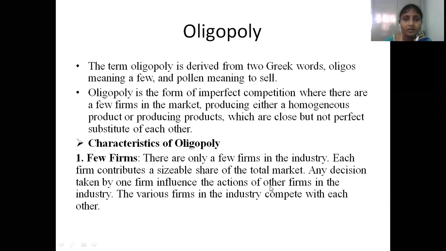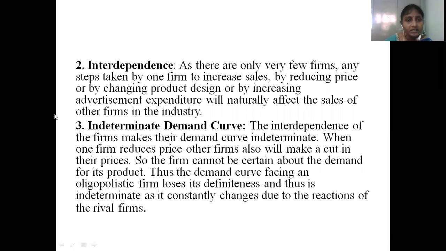Because these 4 to 5 firms are going to compete with each other, they have more competition among themselves. When you consider oligopoly, what is the second characteristic? The second characteristic is interdependence. Interdependence means each firm is dependent on another firm.